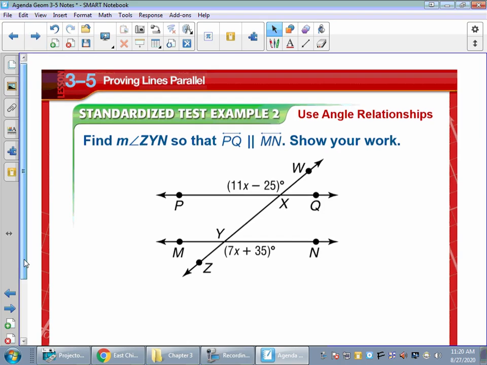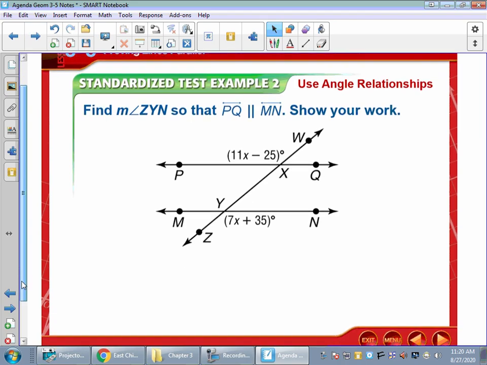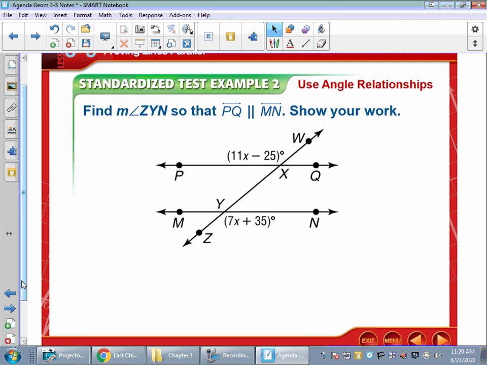Okay, now this one. I'll do one of these and then we'll leave the last one for you guys to work on. Then we'll be doing a little algebra here. So let's take a look. Find angle ZYN. They want the measure of angle ZYN. That's what our final answer should be. PQ is parallel to MN. What we're given here are two angles. This is show your work, obviously. We have to see what relationship they have.